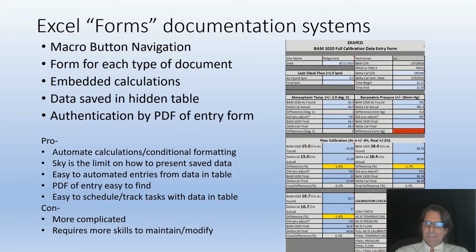But the big difference with this is when you go to save a particular form, and the example I have here is another BAM 1020 full calibration, it actually saves the data from the form in a hidden table in the Excel workbook, and then it creates a PDF image of the actual filled out form and automatically files that PDF image in the correct folder for that site, that parameter, and that task. So it makes it super easy to find the PDF image of a particular entry, unlike the grid systems.